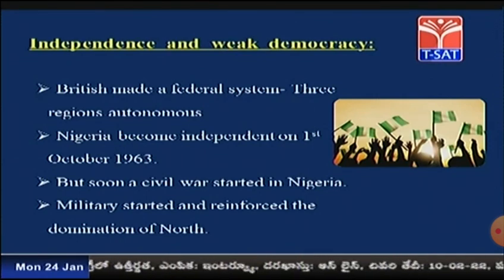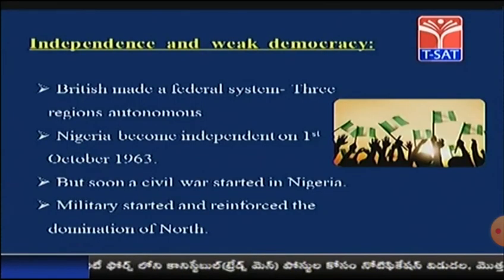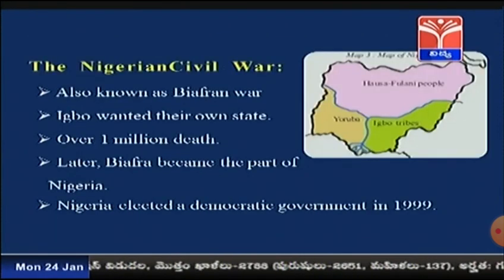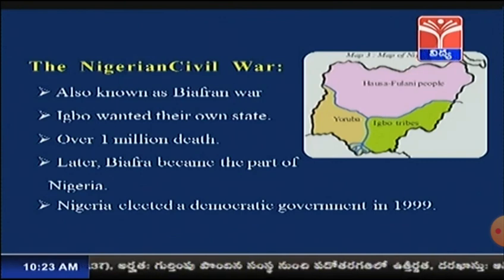But this could not stop. Though the Britishers declared independence for Nigeria, it could not be stable for a long time. Soon a military rule started and there was a civil war in the country. The military reinforced the domination in the north. The Nigerian Civil War. This war is also known as the Biafran War.